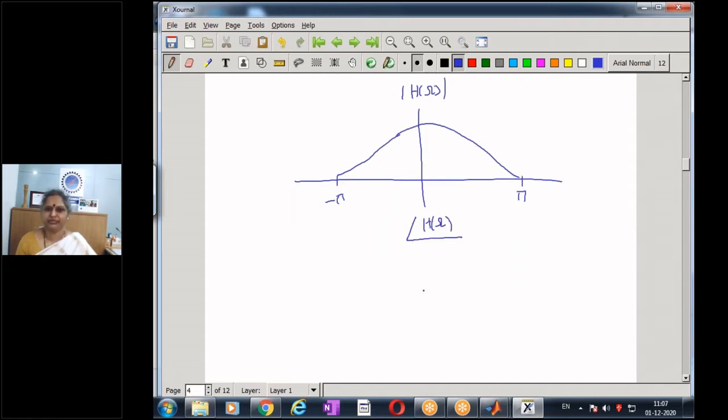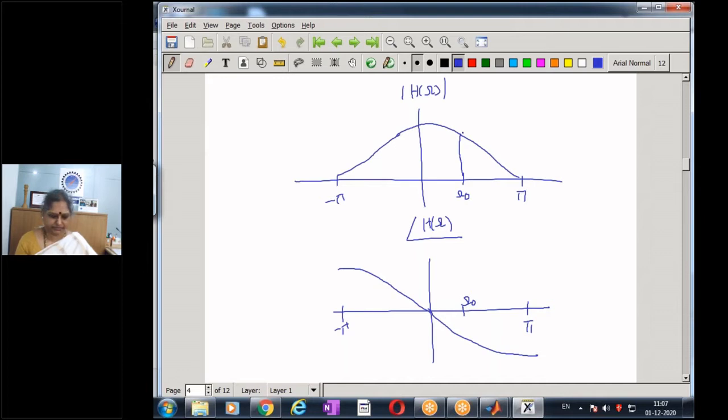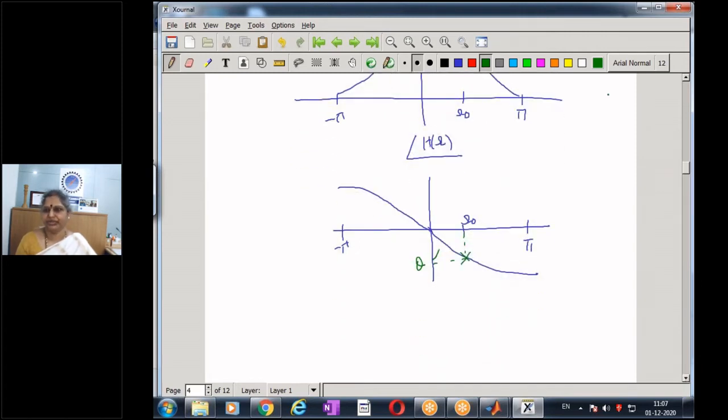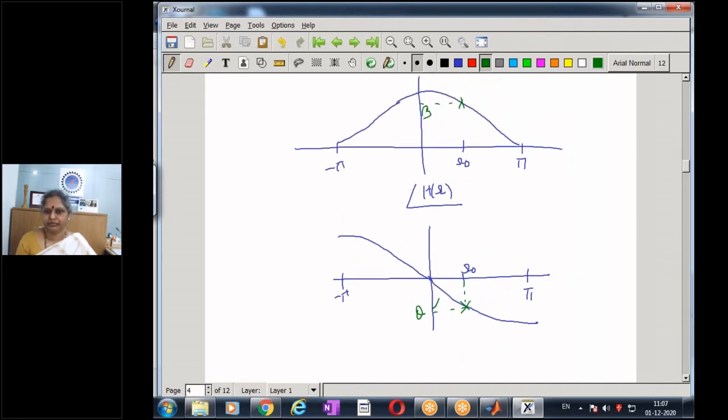If I plot for some certain system, let us say it is like this, say minus pi to plus pi, and this is my omega naught, I need to look at the value of the magnitude at that omega naught, and I also need to look at the phase delay at omega naught. This is what is going to be my constant b, and this will give me my phase delay theta.